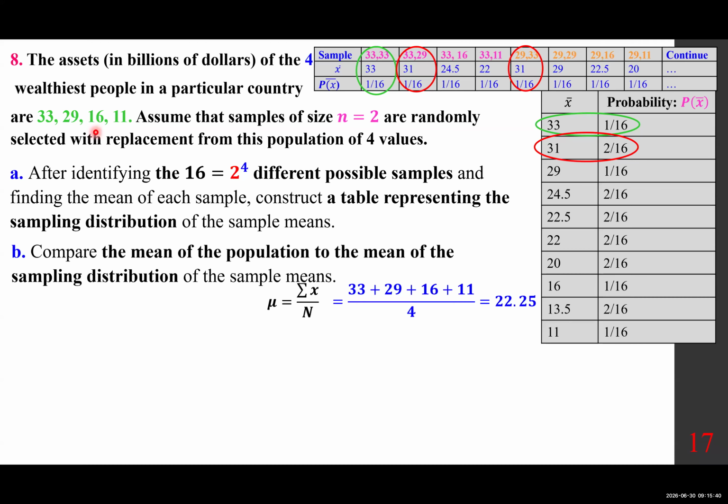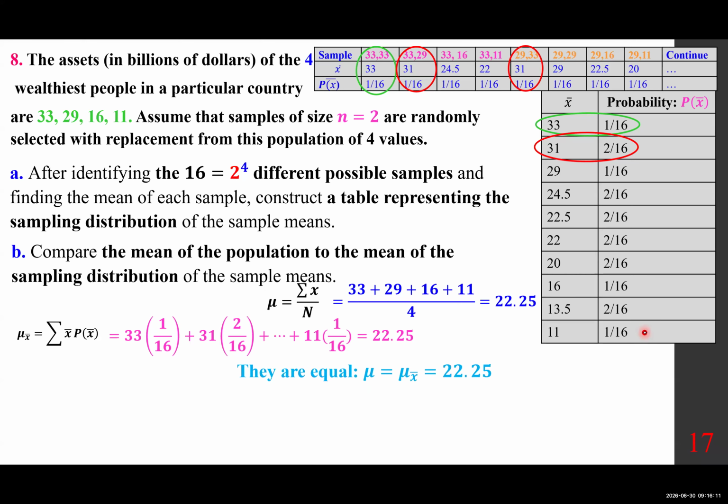What about the mean of the sampling distribution? I hope you remember, it would be the summation of X bar times P of X bar. So I hope you remember this formula. Mu is the summation of X P of X. Therefore, mu of X bar is the summation of X bar P of X bar. So multiply this one times this one, plus this one times this one, all the way to the last one. And we get absolutely the same thing. It's very straightforward. I hope everybody's okay with that. And as you can see, they are equal. And that's the idea.